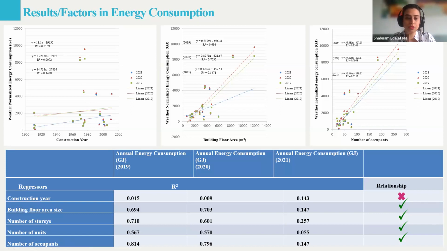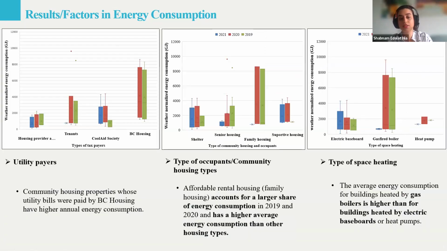In addition to the building characteristics, it's also important to identify who paid for the utilities, because based on the results from the box plot, in the BC Housing properties, where BC Housing pays for the utilities, in this graph, the average energy consumption is higher than other groups.